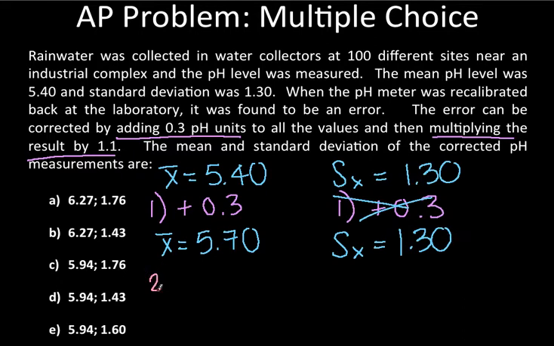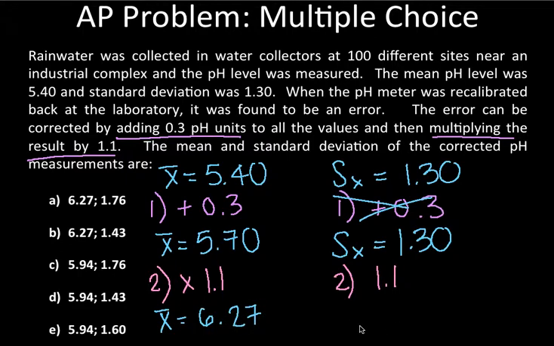The second thing we have to do is multiply the results by 1.1. And we know that the mean and standard deviation are both affected by the multiplication of a constant, so we multiply 1.1 times 5.7, and we should now get the mean to equal 6.27, and standard deviation, if you multiply that, it should equal 1.43. So our answer should be B.